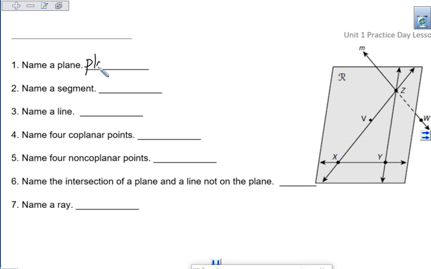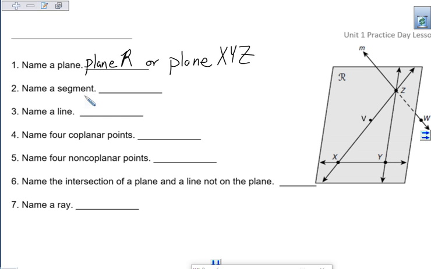We could say plane R, or plane X, Y, Z. If you had said M or W, those aren't on the plane. If you said X, V, Z, those are all on one line. So that doesn't name the plane.